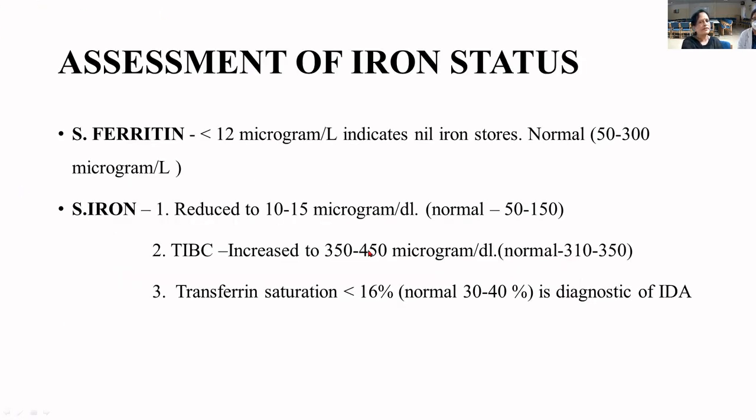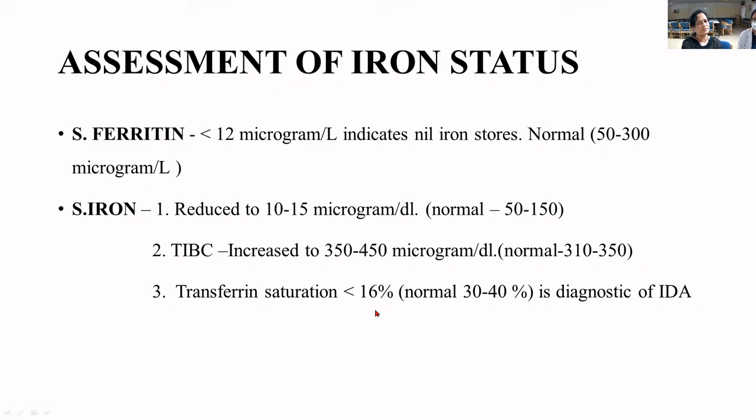Serum ferritin is less than 12 microgram per liter. If it is so, there are nil iron stores. Normal is 50 to 300. It's like no bank balance, all your money is used up. Serum iron, they all know the normal levels of iron, so here it is reduced. TIBC, what is TIBC? Total iron binding capacity. What happens to TIBC? It increases, because there's no iron to go and bind to it.